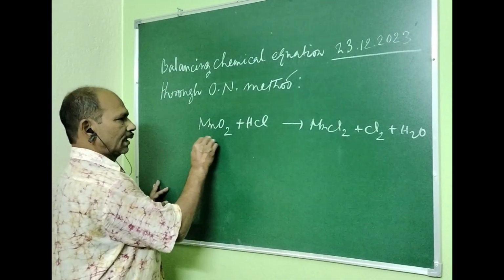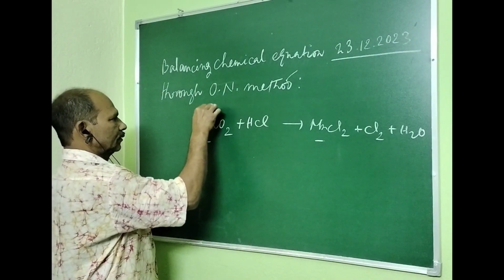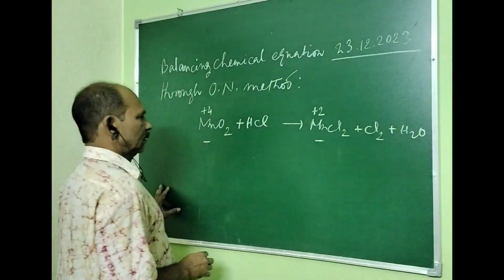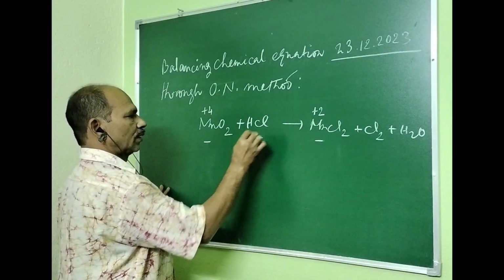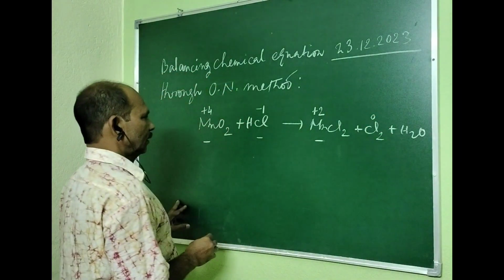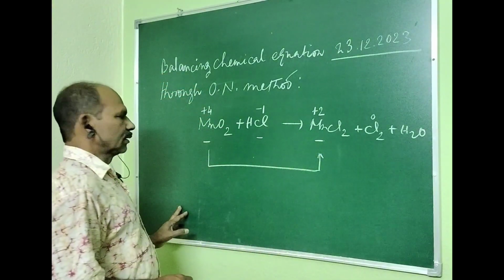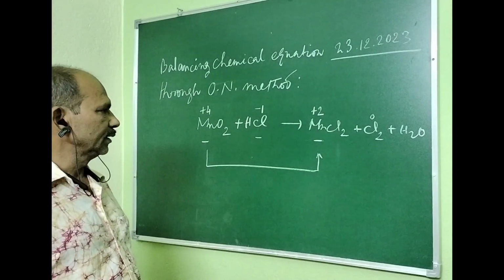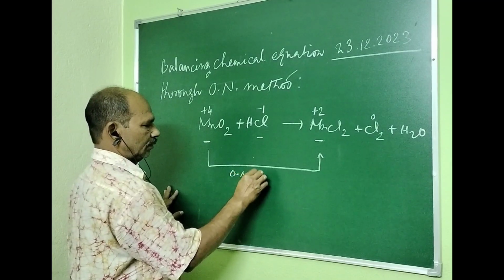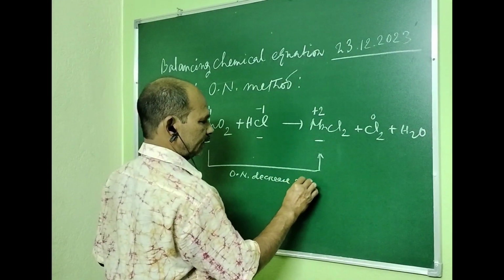You see, manganese here and here. Here the oxidation number of manganese is +4. But here the manganese is in +2 state. Another element is chlorine. Here it is -1, but here it is 0. The oxidation number of manganese is decreased by 2. So here I can write oxidation number decreased by 2.